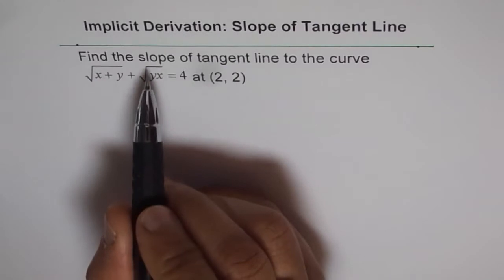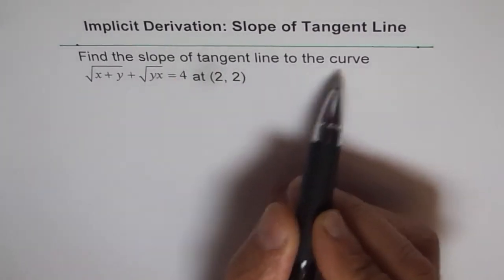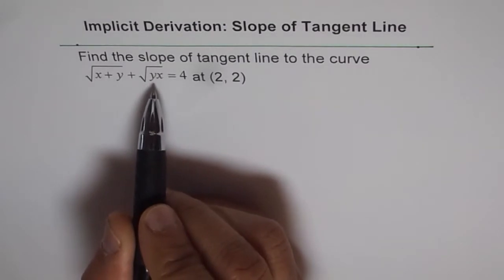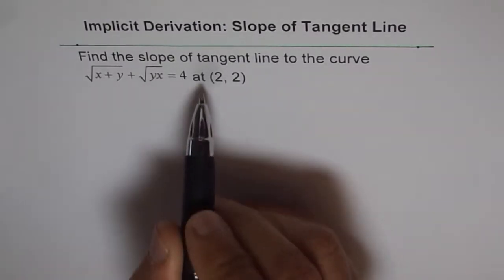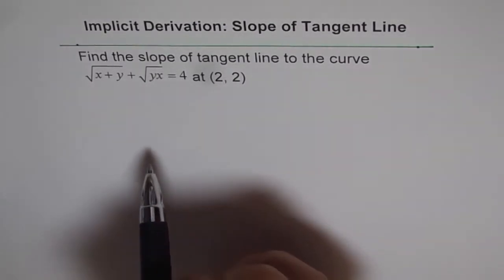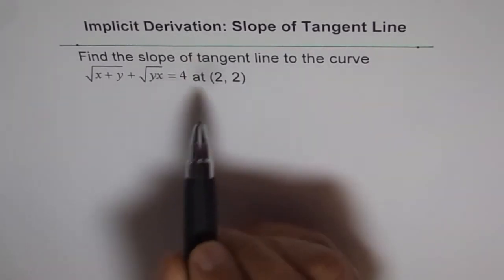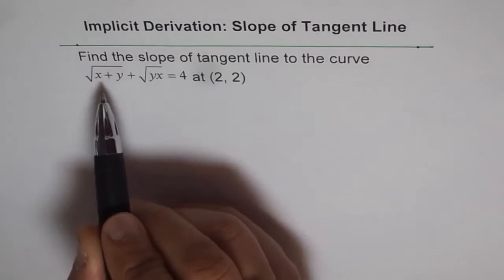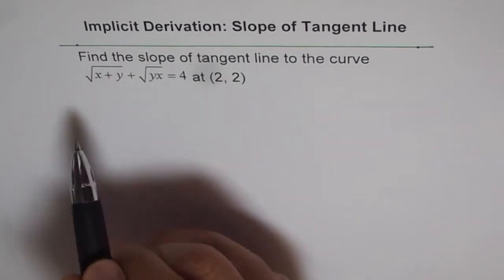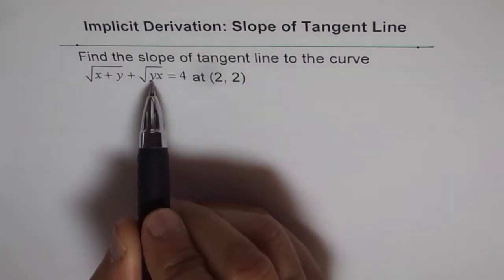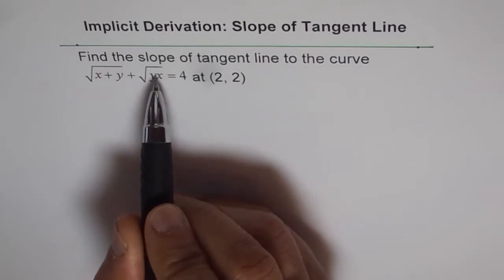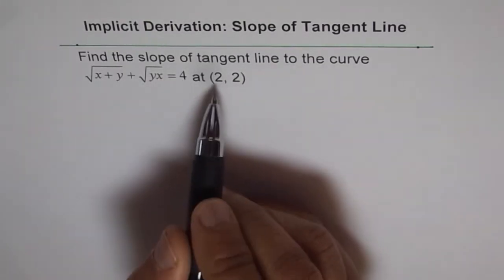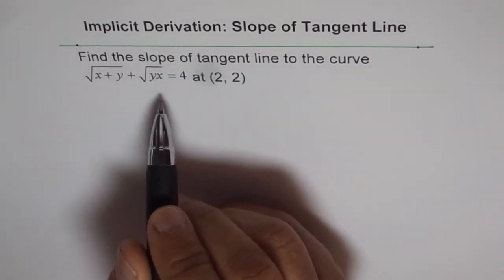It is: find the slope of the tangent line to the curve square root of (x plus y) plus square root of (yx) equals 4 at (2, 2). So it's a good idea at times to check whether the point is on the curve or not. If I plug (2, 2) here, 2 plus 2 is 4, the square root of 4 is 2. And 2 times 2 is 4, the square root of 4 is 2. And 2 plus 2 is indeed 4. So it works. This point is really on the curve.